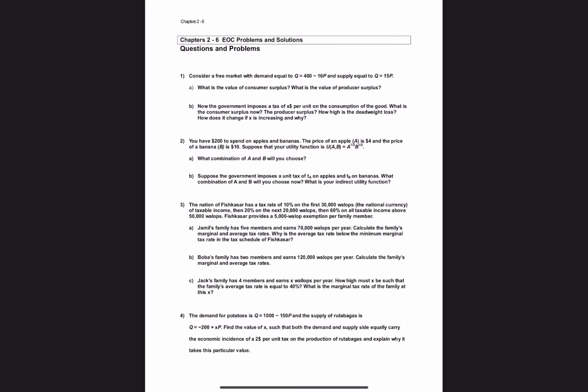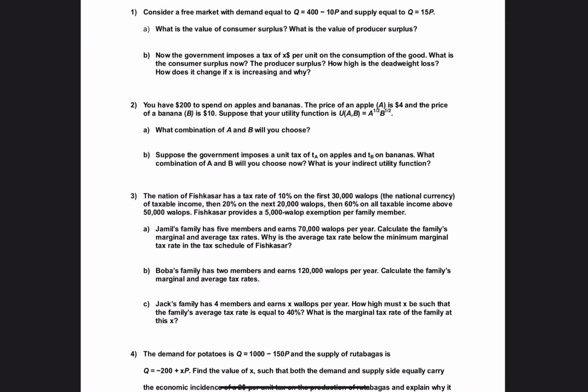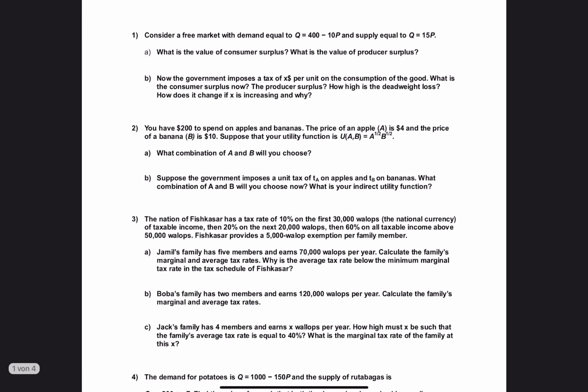So let's go to the exercise description again. You have $200 to spend on apples and bananas. The price of an apple, which I denote by capital A, is $4, and the price of a banana, which I denote by capital B, is $10. Suppose that your utility function is given by A to the power of 1/2 times B to the power of 1/2. In sub-exercise A, we are simply asked which combination of A and B we will choose. And let's start this.